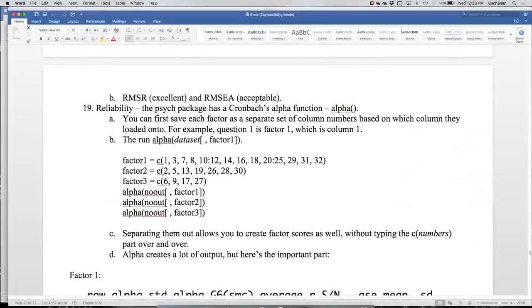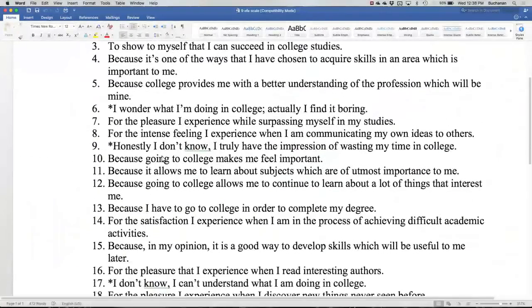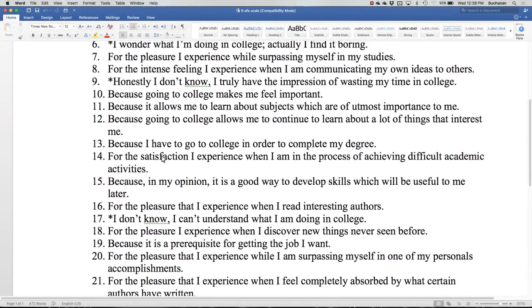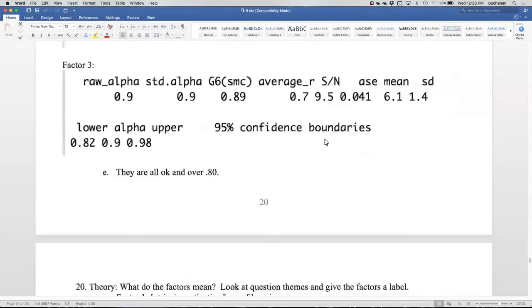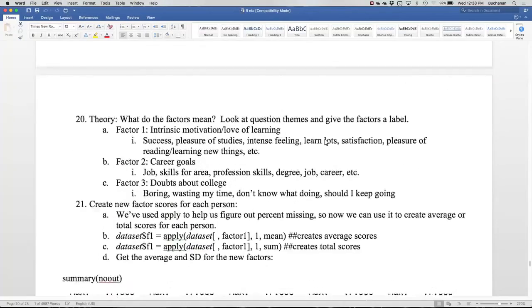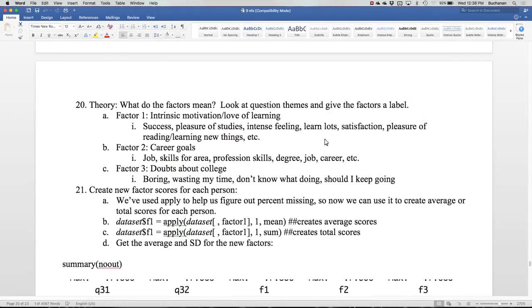So 10 through 12. Oops, sorry, wrong window. Okay. College makes me feel important, allows me to learn subjects that are important, allows me to learn things that are interesting. So the theme here is like the sort of intrinsic motivation, like love of learning. That's what I would call that. So I made this up. I looked at what all the questions were and made up a title for it. That's what you're doing in this part.